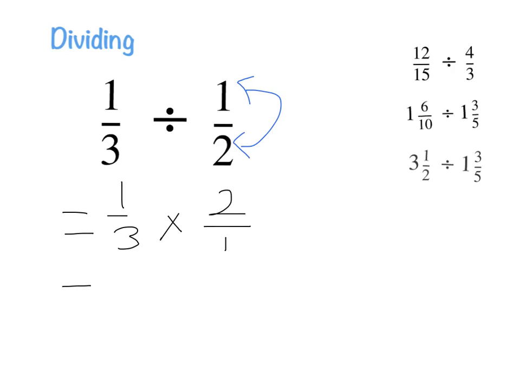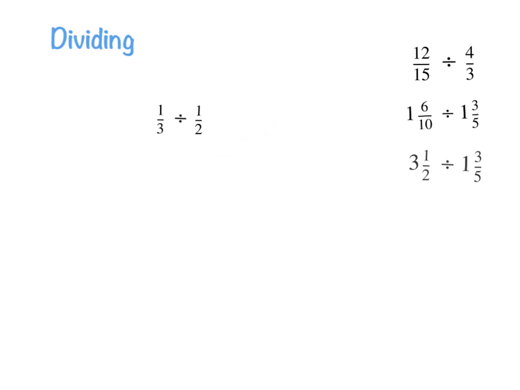What I have done there is I have flipped my second fraction's numerator and denominator, and now it simply becomes a multiplication. 1 multiplied by 2 is 2. 3 multiplied by 1 is 3. The answer is 2/3. Okay? All you need to remember with dividing is flip the numerator and the denominator of the second fraction and simply perform a multiplication step. That's it. Let's have a look at another example.